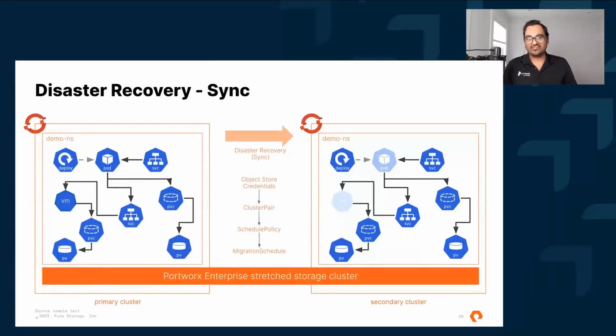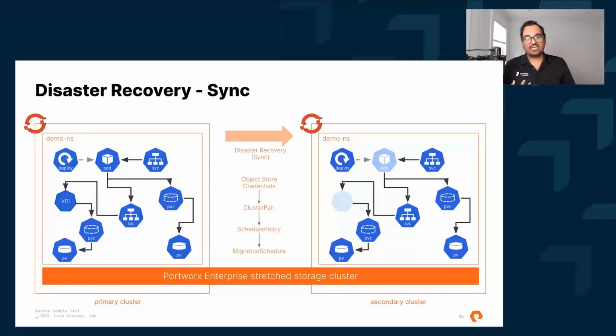A zero data loss solution, which is what is needed for almost all mission critical applications or tier 1 applications. You can use Portworx and create a stretched Portworx storage cluster across 2 OpenShift clusters. So this can be anywhere as long as your clusters are within that 10 millisecond round trip latency requirement. So it can be across different cities, across 2 different data centers in the same metro region.